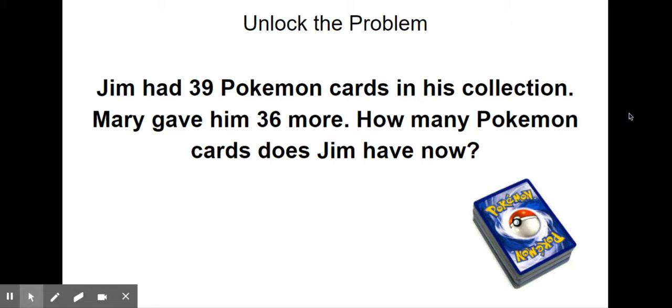I'm going to read it one more time. Jim had 39 Pokemon cards in his collection. Mary gave him 36 more. How many Pokemon cards does Jim have now?